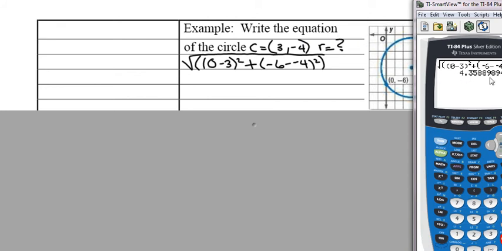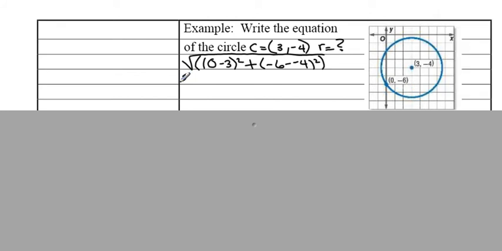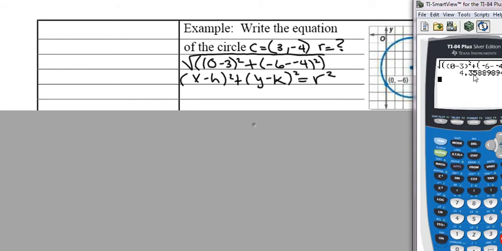Now, the cool thing about this is we're actually not going to write the radius is that number. This gives us the radius, but when we put our standard equation of our circle, x minus h squared plus y minus k squared equals our radius squared, and what we just found was the radius. So instead of writing down that number, which is 4.358, we're going to write down what the radius squared is.